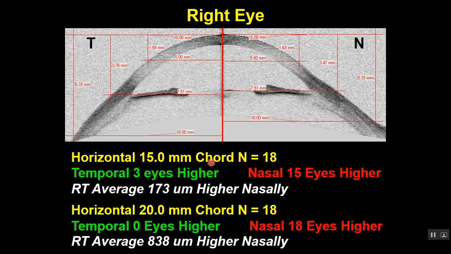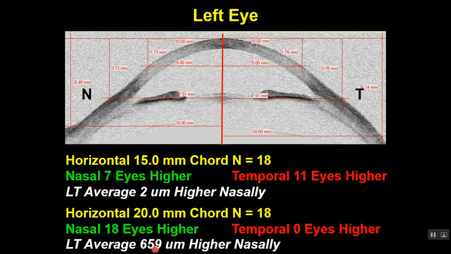At the 20 millimeter chord, going farther out, you notice a much greater differential. Nasal side higher, temporal side lower, but by a much more significant amount. There was 173 microns at the 15 millimeter chord, so the difference between the height here and the height here on average between eyes was 173 microns different in elevation, but between the 20 millimeter chord from the nasal side to the temporal side, there was 838 microns of difference. Much bigger the farther we go out.